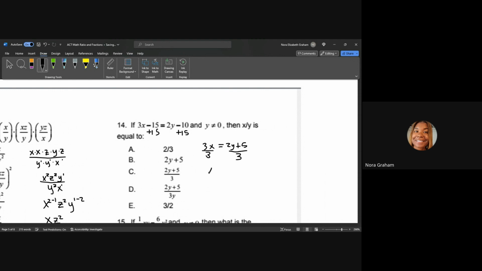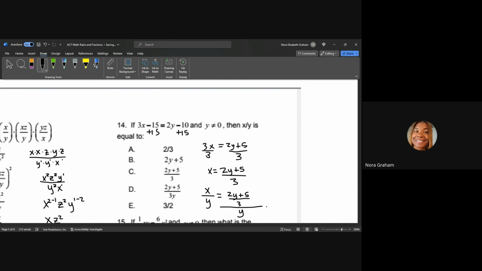Then I have x is equal to (2y plus 5) over 3. But they want to know what's x over y. So all I have to do is take what I found, this (2y plus 5) over 3, and write all this over y. This is a fraction bar over y.